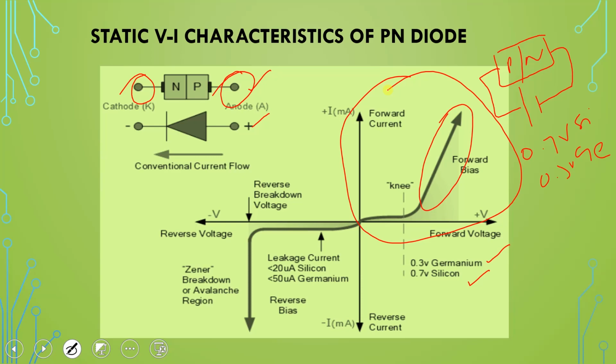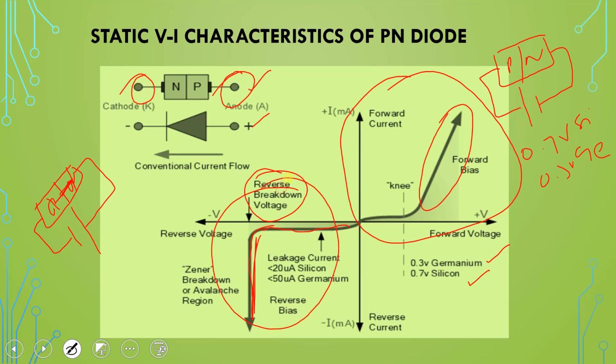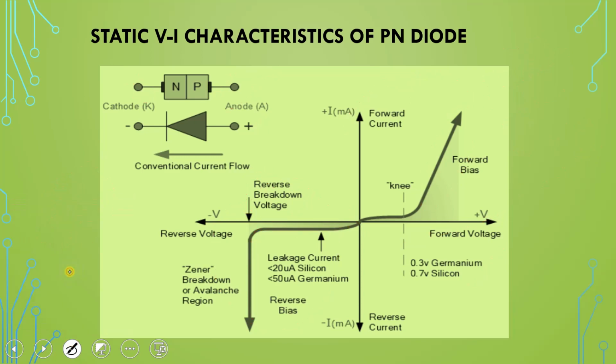Then in the reverse condition, we have the PN diode with P connected to negative and N connected to positive. Here this is the leakage current, a very low current flowing, and this is the reverse breakdown voltage. A point comes when the depletion layer gets wider, and all of a sudden it starts to break. At that point it is called the breakdown voltage, and the current flows like this. I am explaining this part in the next slides. So this is the VI characteristics of the PN junction diode.